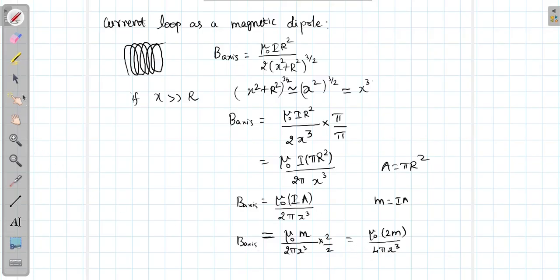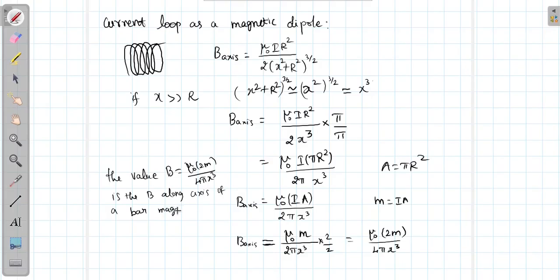This is nothing but the magnetic field of a bar magnet on its axis. It means that the current loop is acting like a dipole. The value B equals mu naught 2M divided by 4 pi x power 3 is the magnetic field along the axis of a bar magnet, which is a dipole.